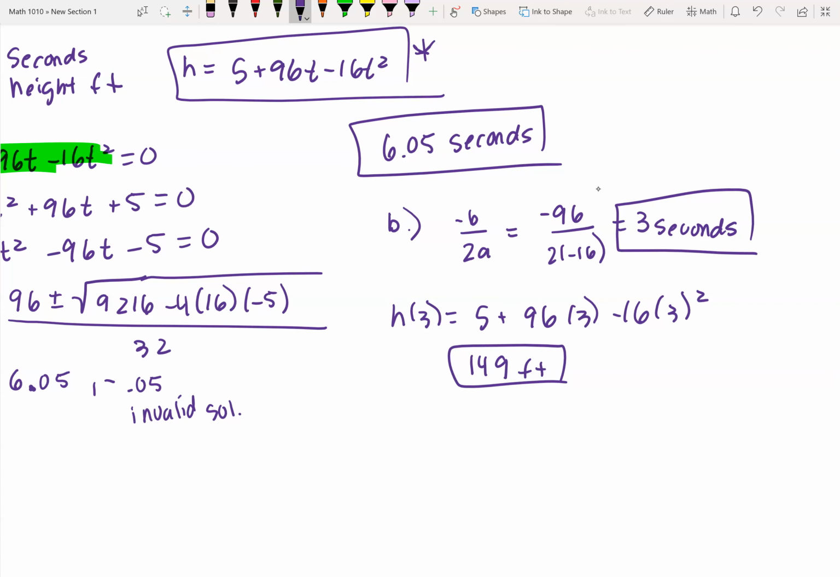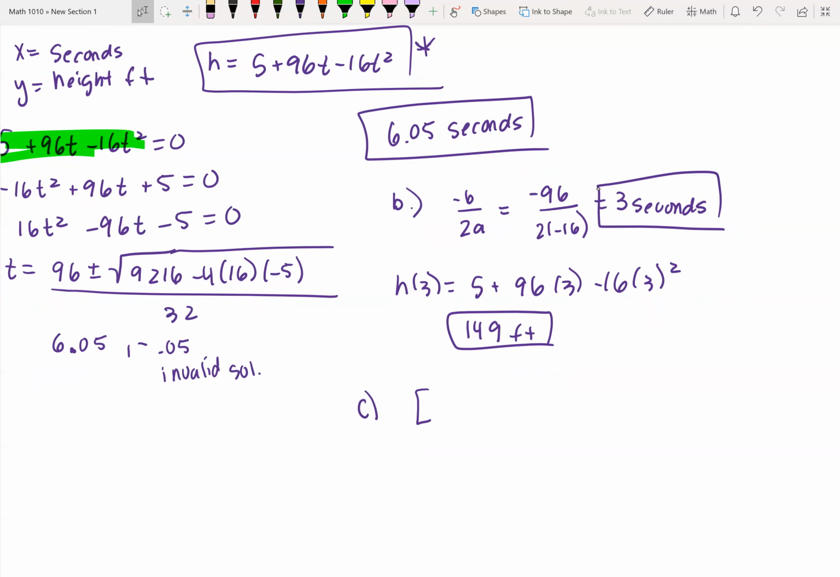Okay, what is the practical domain? So domain is X, that's seconds. So it's going to be 0 seconds. And when does it hit the ground? It hits the ground after 6.05 seconds.